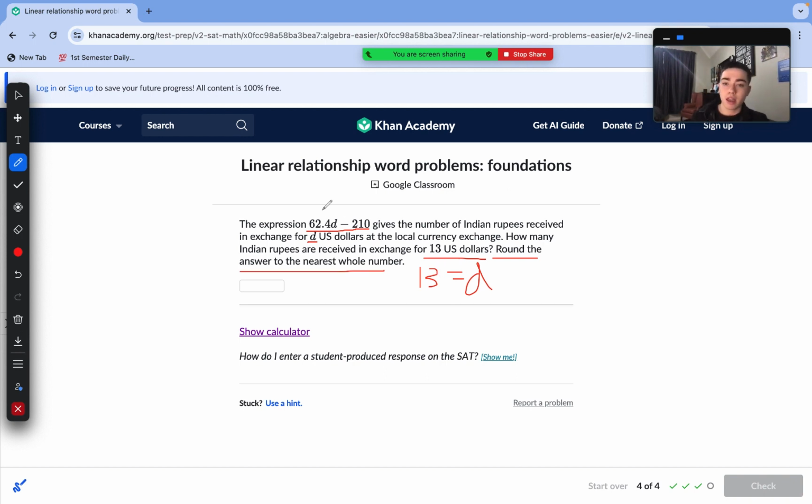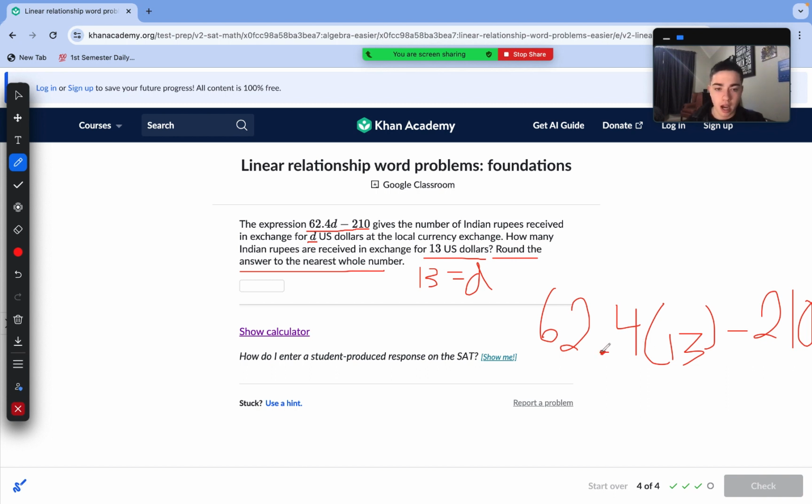So 13 equals D, that means we're going to replace that D in that equation by 13, so we're left with 62.4 parentheses 13 close parentheses minus 210, and we just need to do some multiplication here. So 62 times 13, we can draw this out. In these foundational skills, I'll be going over simple calculations like these. Remember, you should always know how to do these multiplication and division skills, as you never know, your calculator battery might go out. So 4 times 3 is 12, carry that 1.